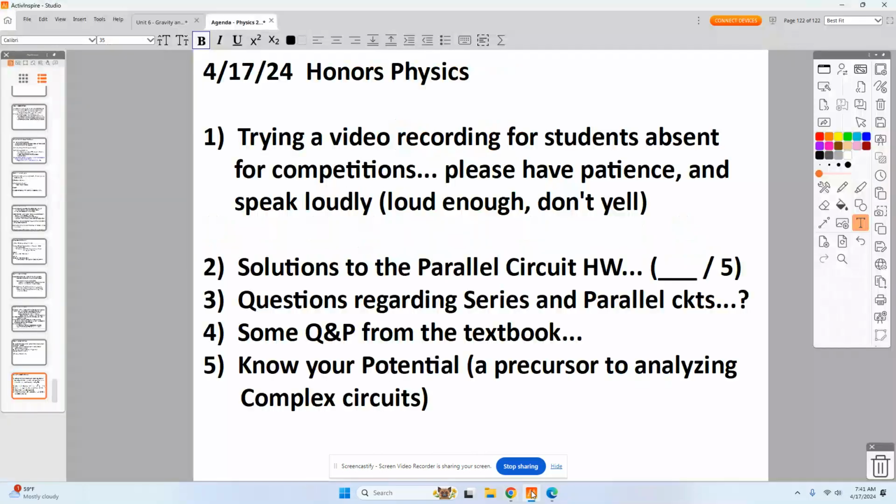All right, we're going to try a video recording today for students that are absent. We have a couple kids gone for first robotics stuff and things like that. So I'm going to try it. I piloted this yesterday during Academy, and I was checking to see if audio worked.